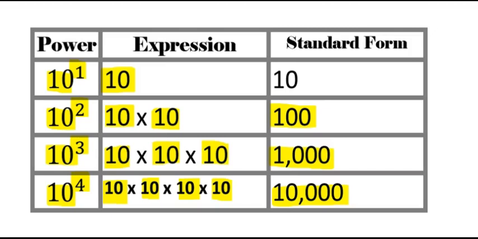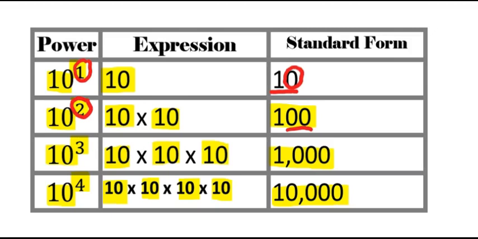It can be helpful to look at the pattern of zeros in our standard form to see how they relate to our exponents. For example, if I look at the standard form of 10, there is 1 0 in 10. The exponent is 10 to the first power. So it's to the first power and it's 1 0. In 100, I have 2 zeros. 10 to the second power gives me that answer with 2 zeros.